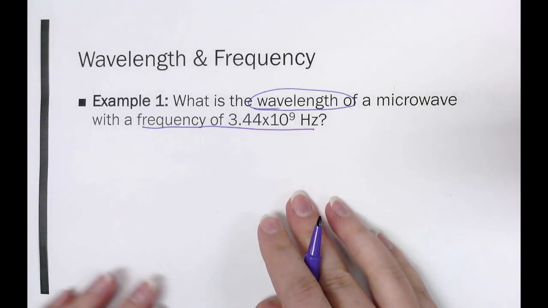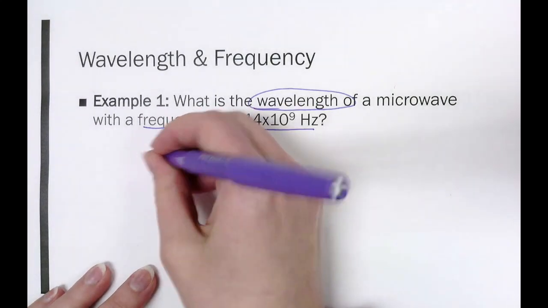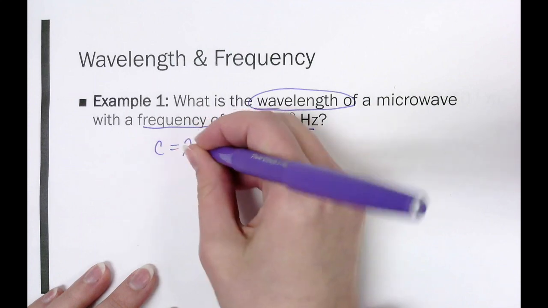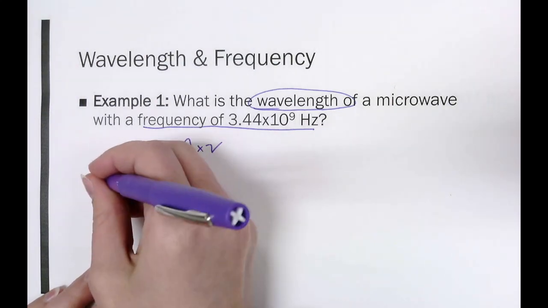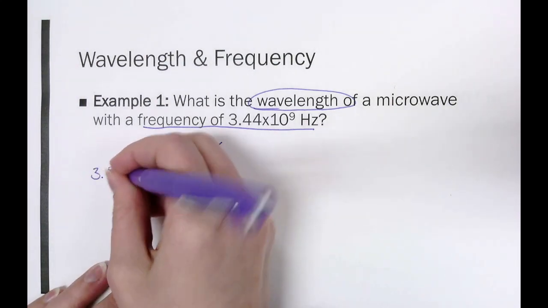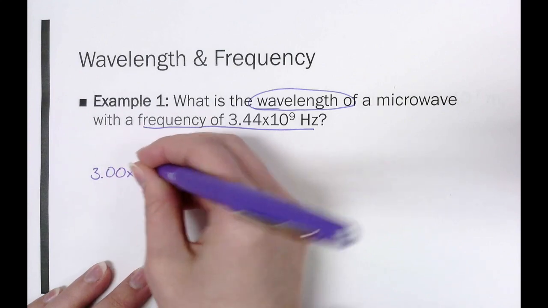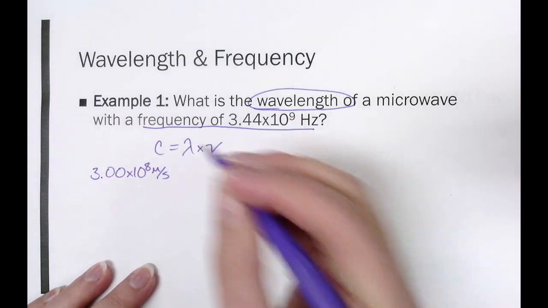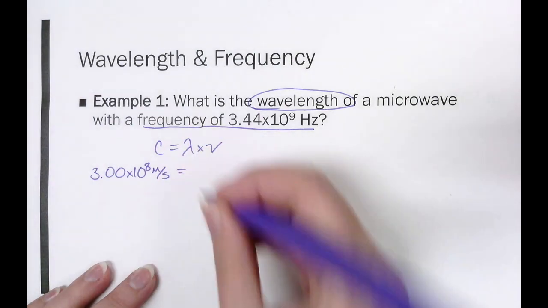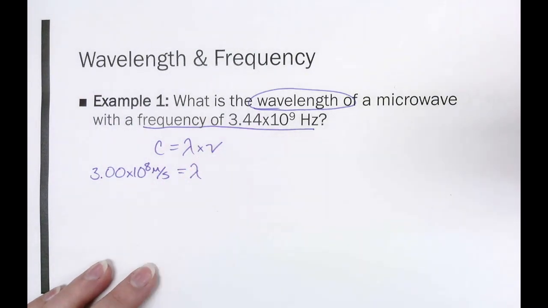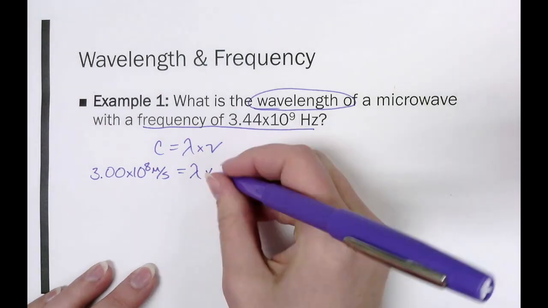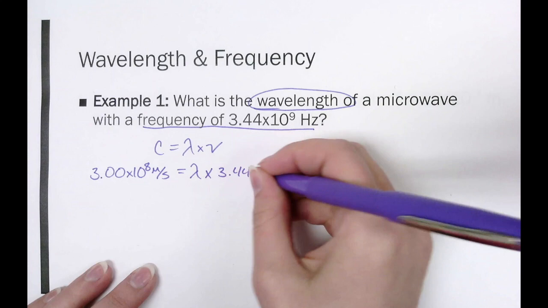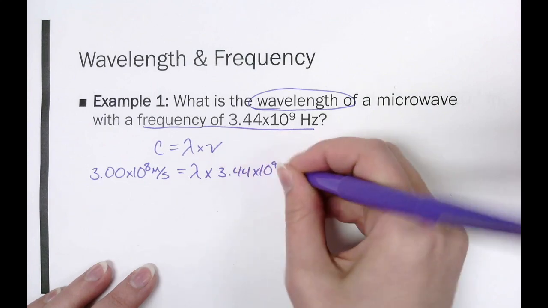Well, our equation that relates wavelength and frequency is c equals lambda times nu, where c is always a constant. I know that's going to be 3.00 times 10 to the 8th meters per second. And that equals my wavelength, lambda, times my frequency, 3.44 times 10 to the 9th hertz.